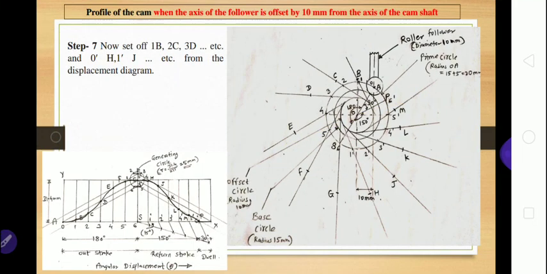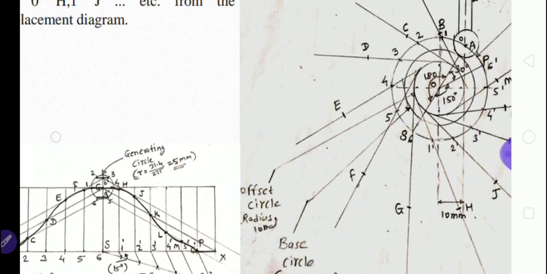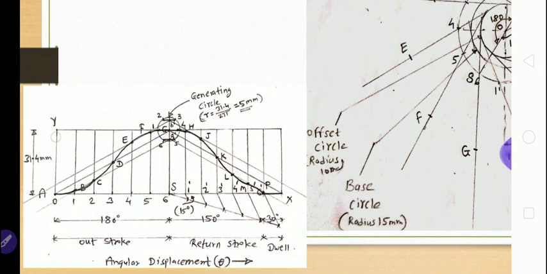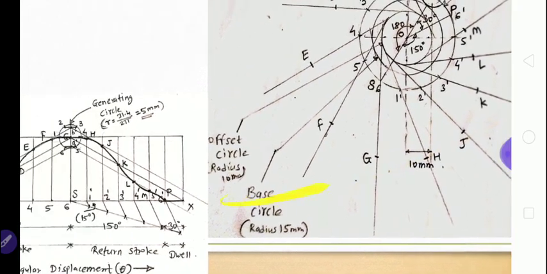In the next step we have to mark the points capital B, C, D, E, F as we have marked these points in the displacement diagram. So take the distances in the compass from the displacement diagram and mark these distances in the cam profile diagram.